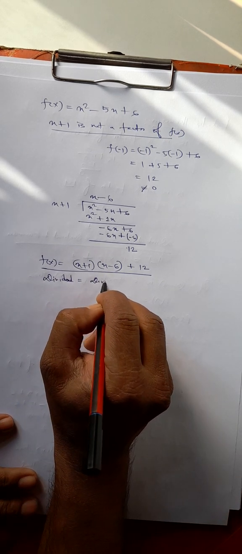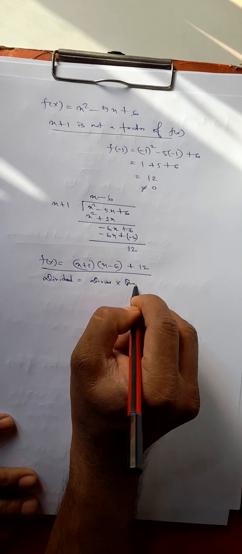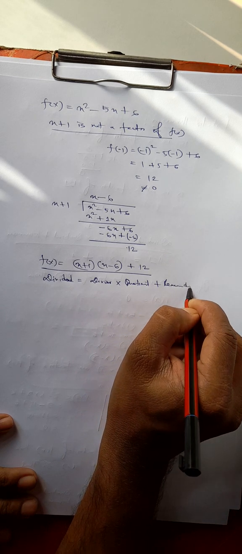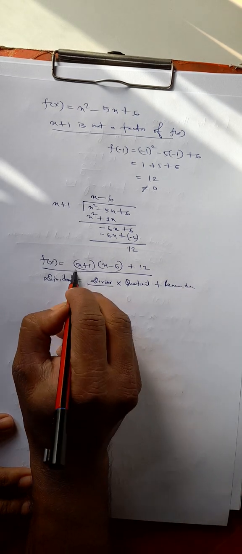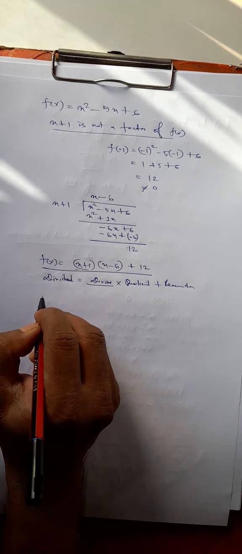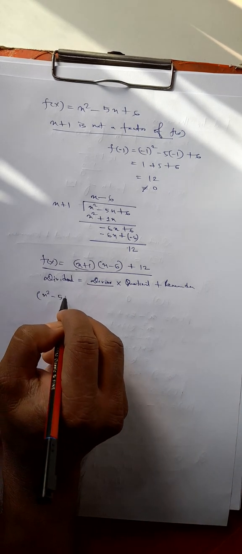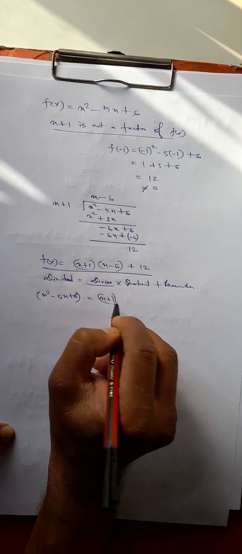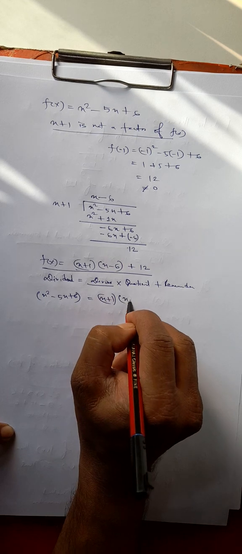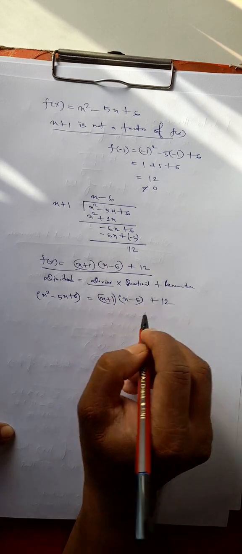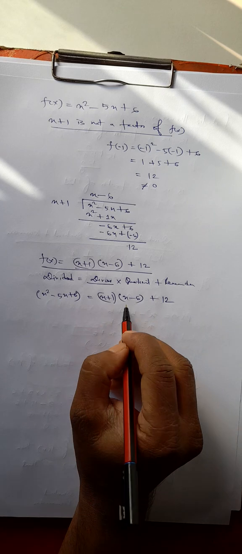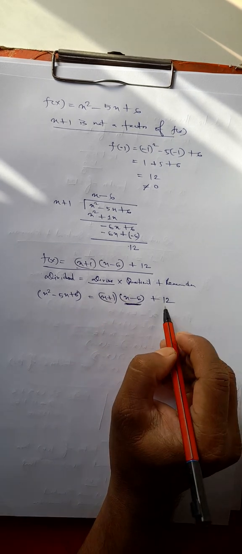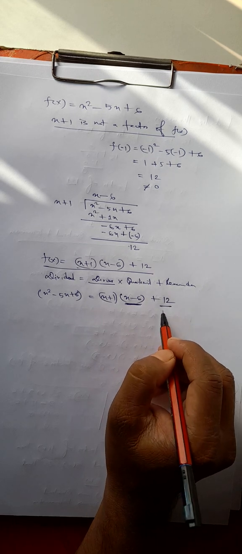Now applying this theorem, dividend equals divisor into quotient plus remainder. Dividend here is x square minus 5x plus 6. Divisor is x plus 1. Quotient is x minus 6. Remainder is 12. This is another polynomial, a constant polynomial, right?